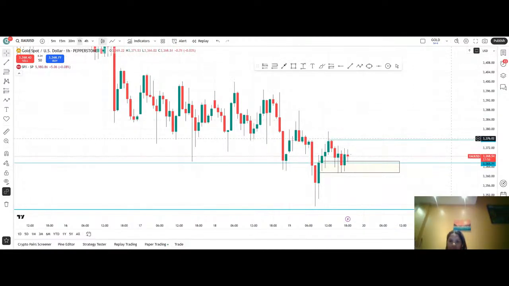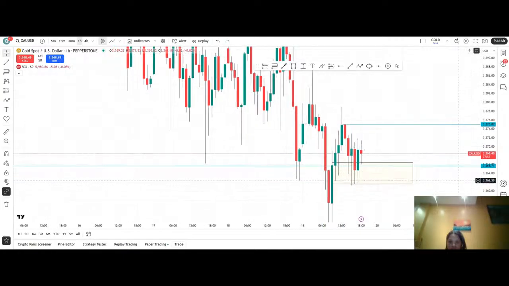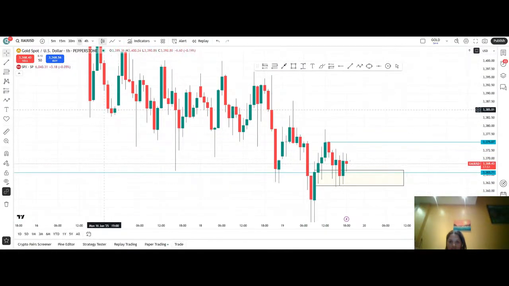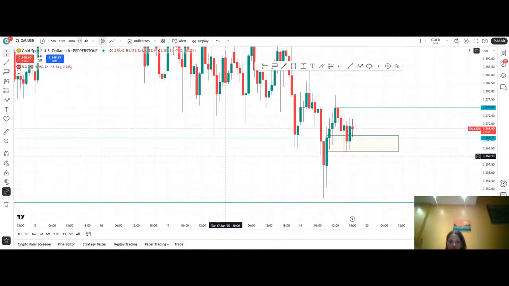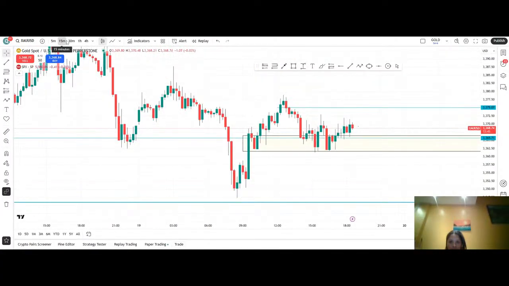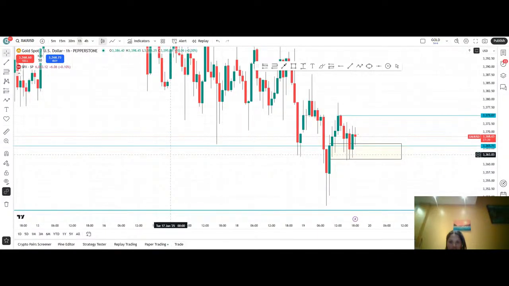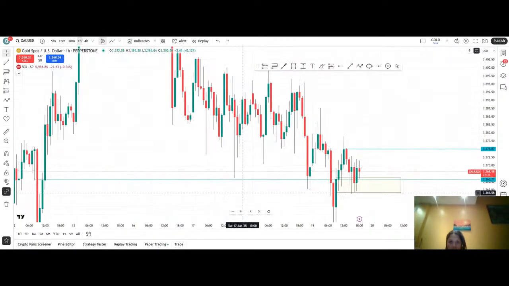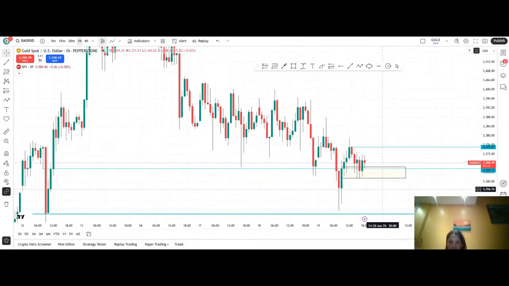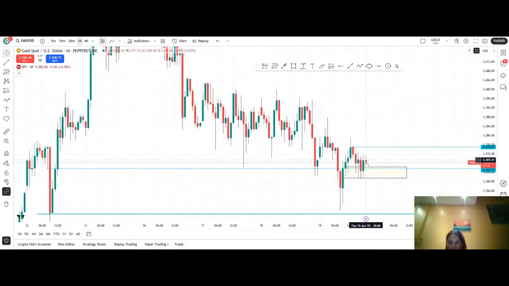So let me just bring this down there. Yeah, let's wait and see what we get. It's now just consolidating. Structure is not giving us an entry for now, but I am watching this 1 hour candle closely to see whether we will get a trade setup tonight.